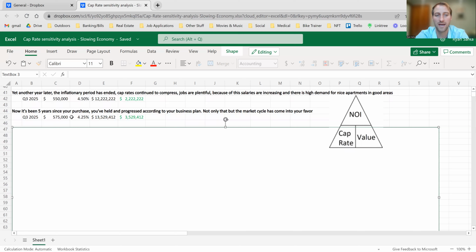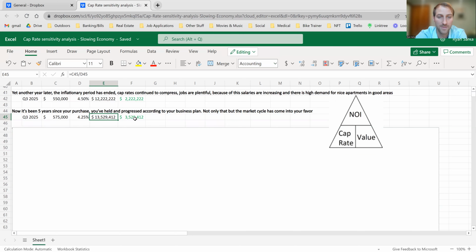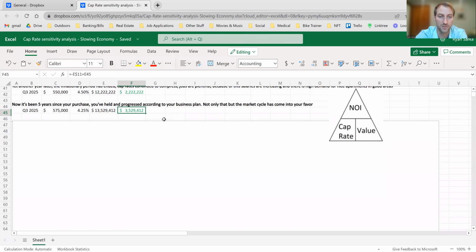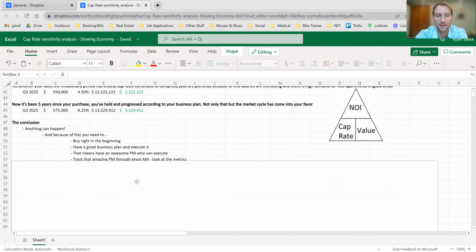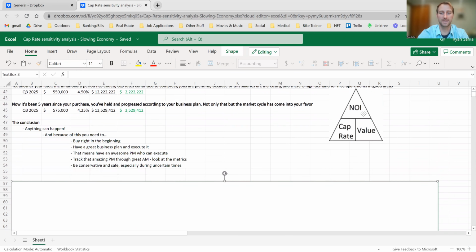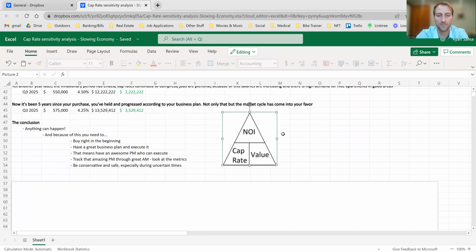You've increased your NOI $75,000 since purchasing the property. You're at $575,000 total. The cap rate has continued to decrease, as we said, so we're at 4.25. And that means our value, NOI divided by cap rate, equals $13.5 million. That means you've increased the value $3.5 million on this deal. That's huge. I thought this was a useful example because it shows the relationship between the cap rate, the NOI, and the value of a deal, and how important it is to look at everything.